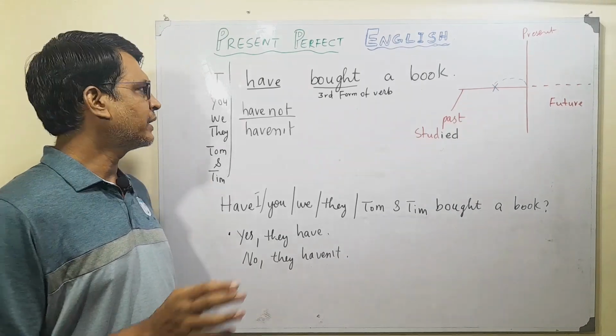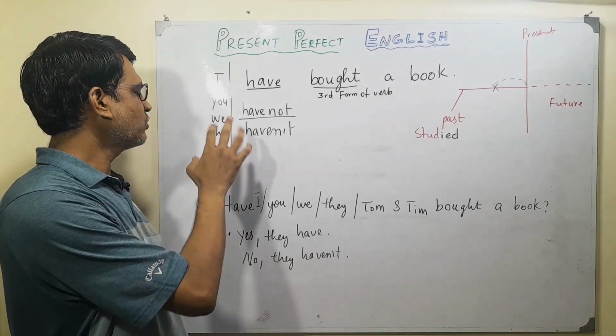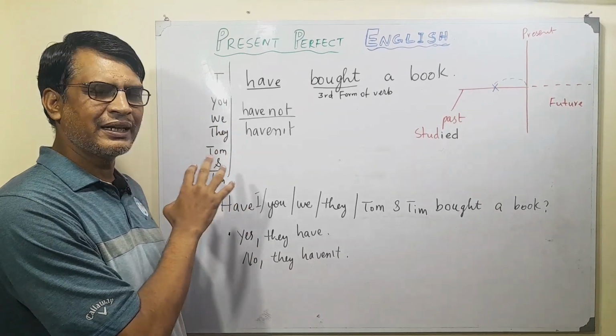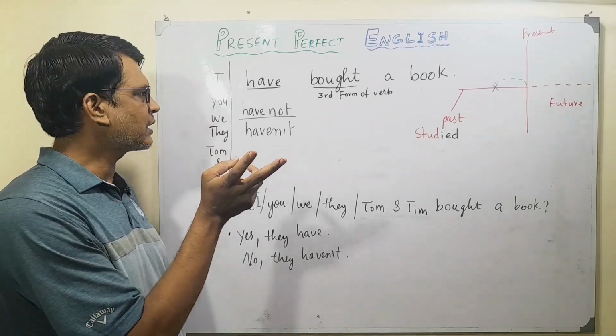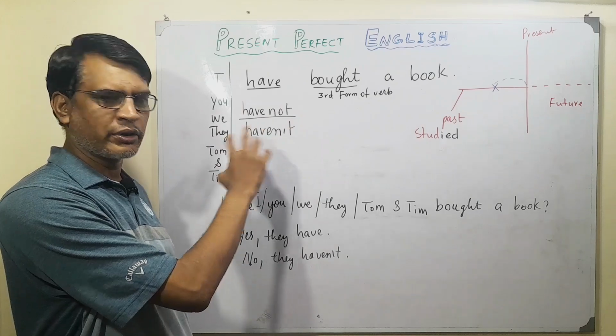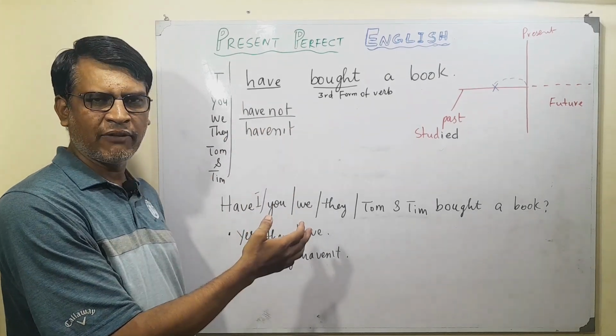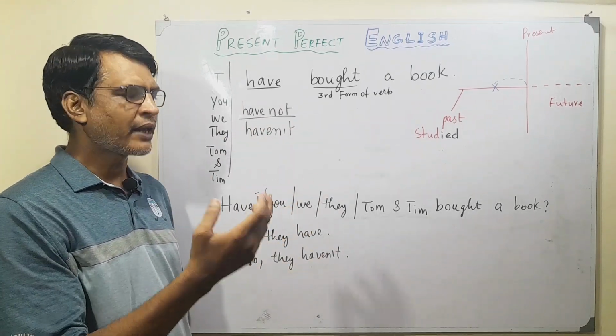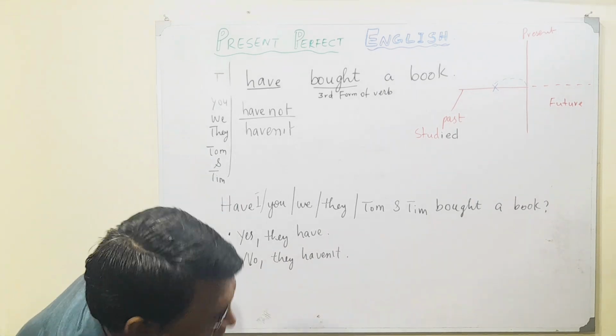So just remember that with I, you, we, they, and Tom and Tim, which is like two subjects, we use have plus third form of verb. In negative, we use have not or haven't. In question, we use have I, have you, have we, have they, have Tim and Tom.